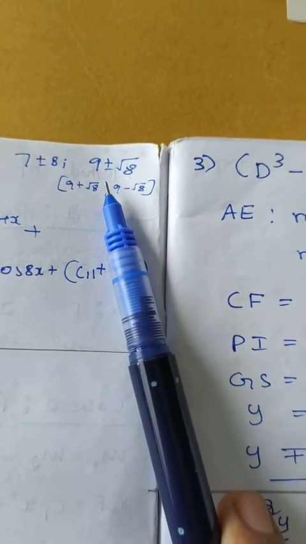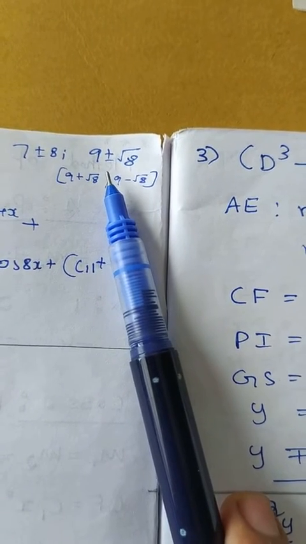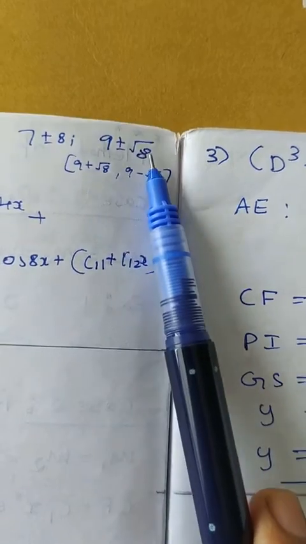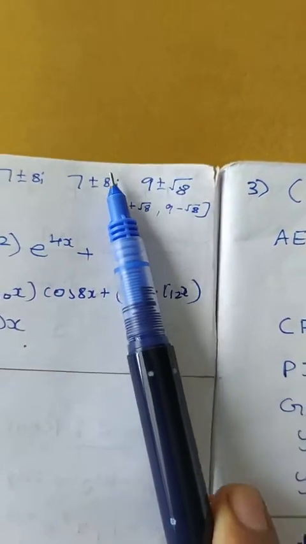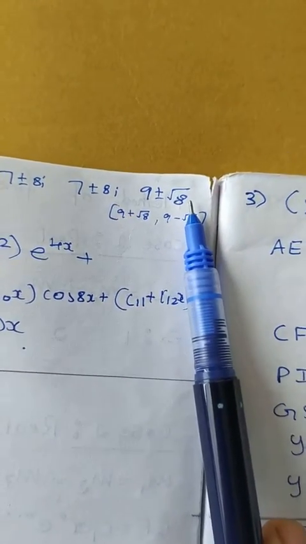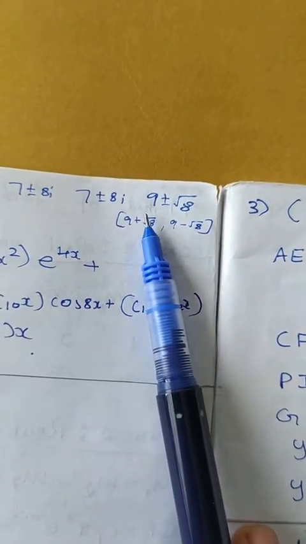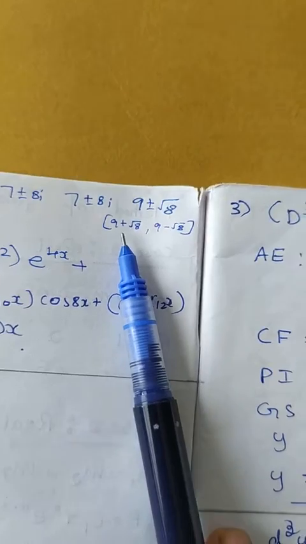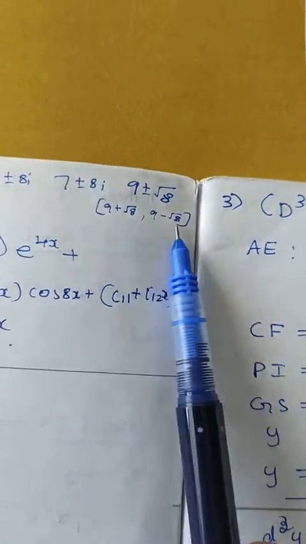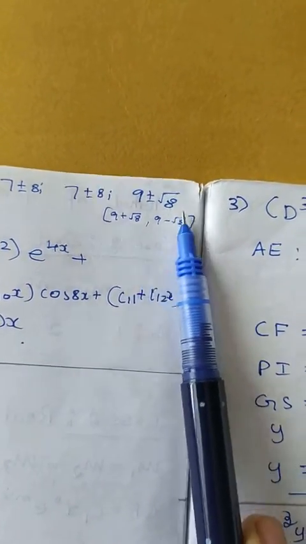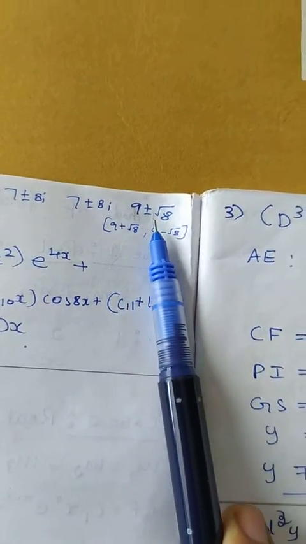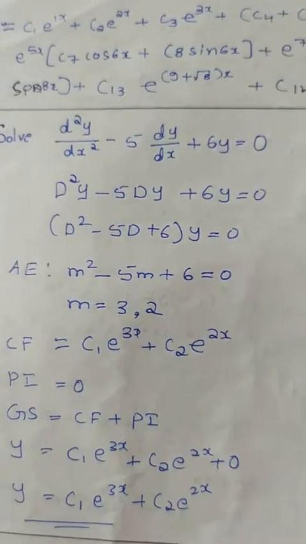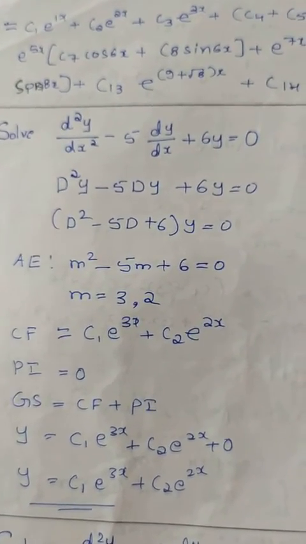And this one is very important: 9 plus or minus root 8. You may assume that 9 plus or minus root 8 is imaginary. No, there is no imaginary unit here. See, we have i in the others, but here no imaginary unit. We have only 9 plus root 8 and 9 minus root 8. That means the roots are real and distinct, case 1. We have to take care in this case. Very important.